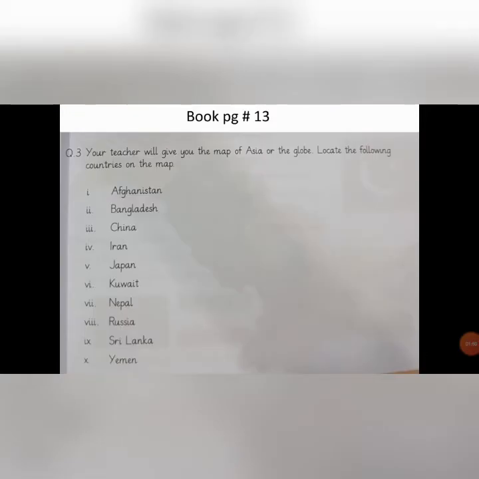Now students, I will be showing you the world map and we will be locating different countries on it. This is the question given on your book page number 13. In this question they are asking us to locate the following countries on the map. They have mentioned the names of a few countries, and we will locate each of them one by one on the world map.